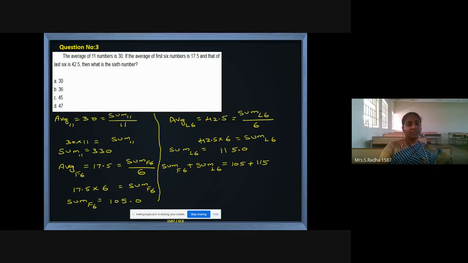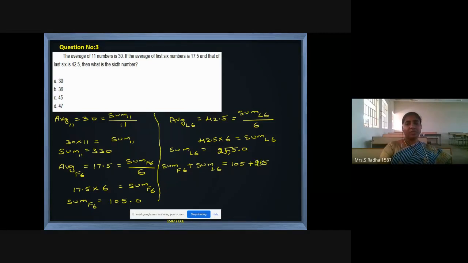Here I have made a calculation mistake. So 42.5 into 6: 6 twos are 12, 6 fours are 24, plus 1 is 25. So it is 255. The sum of the first 6 numbers is 105, and that calculation is correct. And here it is 255.